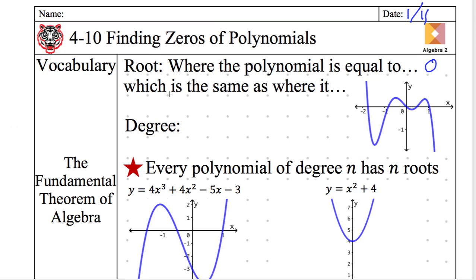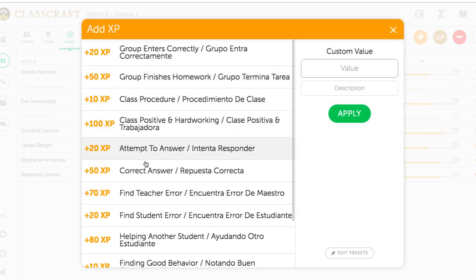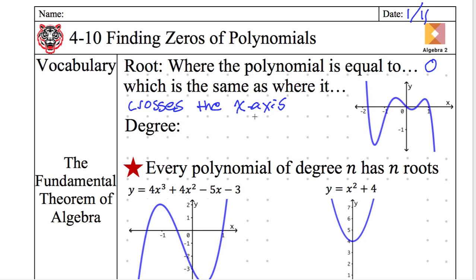So, which is the same as where it crosses, write this down, it crosses the what axis? Y equals 0 is where it crosses this. Quiet raised hand. The x axis. Good job.